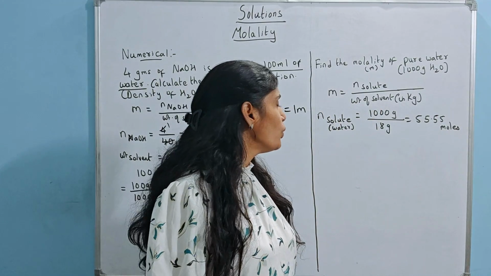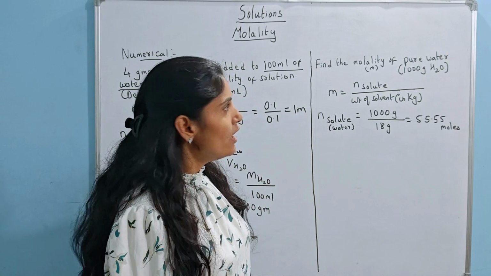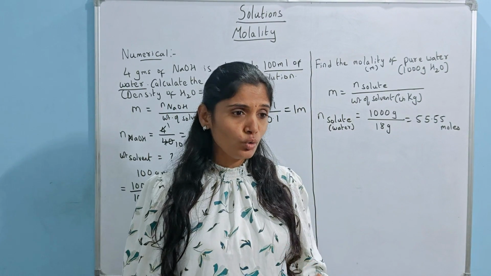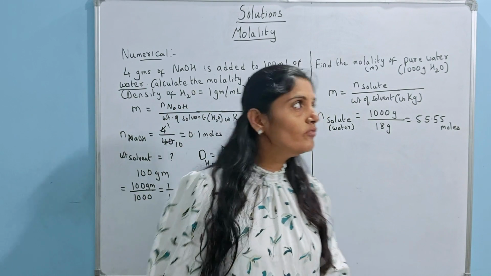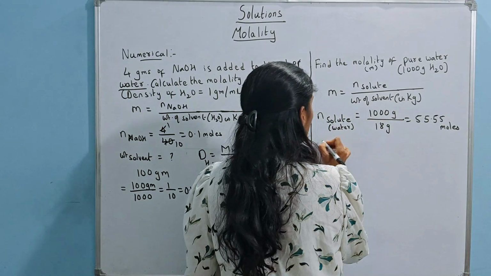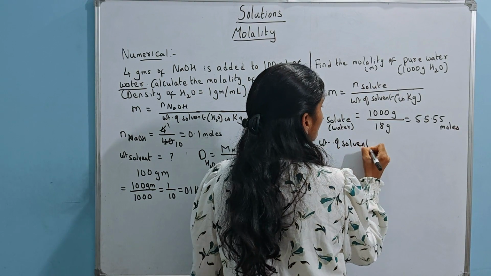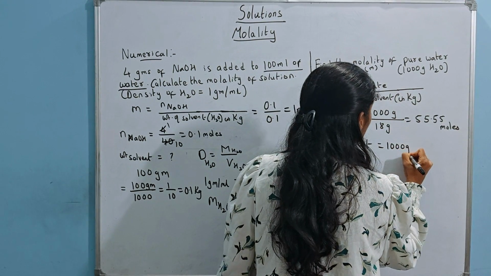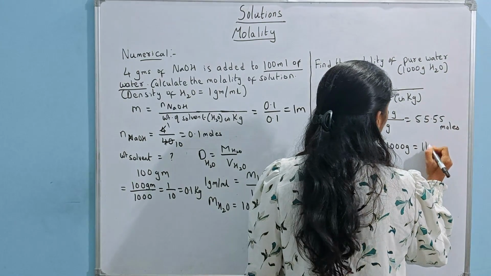In the denominator, what do I need here? I need the weight of the solvent in kg. Because whenever I take molarity and molality of pure water, I told you we take both solute and solvent as water. So my solvent also here will be water. The weight of water given in the question is 1000 grams, but I need it in kg. So 1000 grams, I can write it as 1 kg.